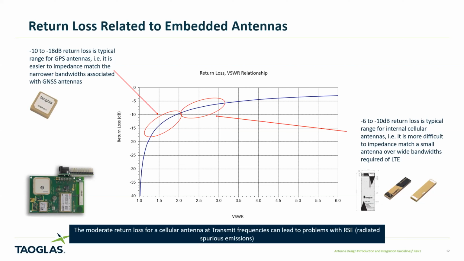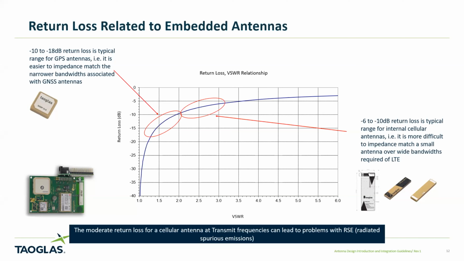Now, on the other side of the coin, when we need to integrate a cellular antenna, say for 4G, the problem is we might need to cover as low as 700 megahertz. We'll also need to pick up some mid and high band frequencies, 1800, 2700 megahertz. Because we're trying to grab a lot of bandwidth in a confined volume, the volume of the device being designed may not be large enough to support a better match.